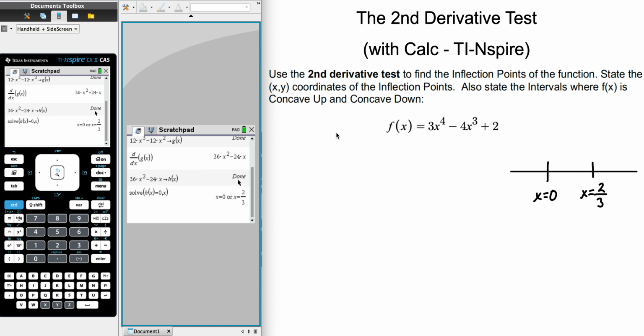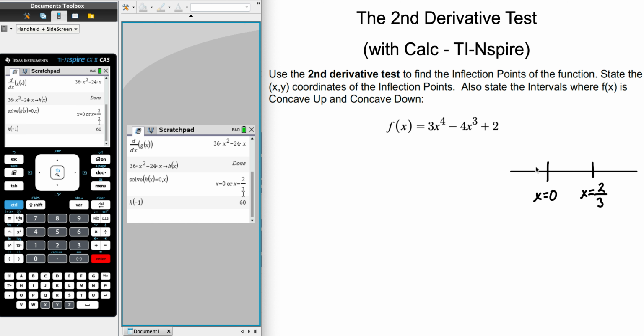So if I input a value and I get a positive number, it's concave up. And if I input a value and I get a negative number, it's concave down. All right, so I'm going to go right before 0. I'm just going to input -1. Remember, we're using the second derivative here, which I've saved as h. And that gives me a positive number. Okay, so I'm going to go ahead and record that. That means it's concave up here.